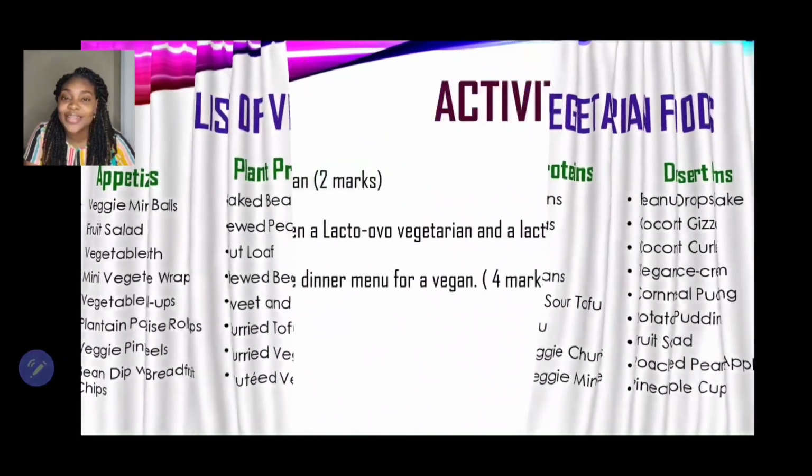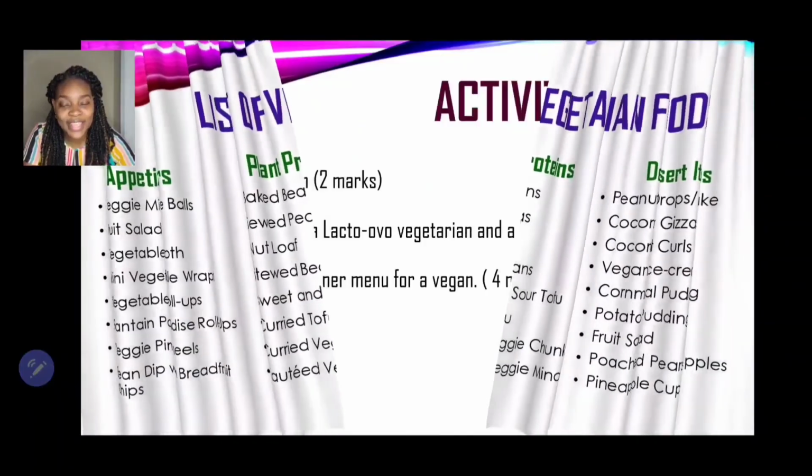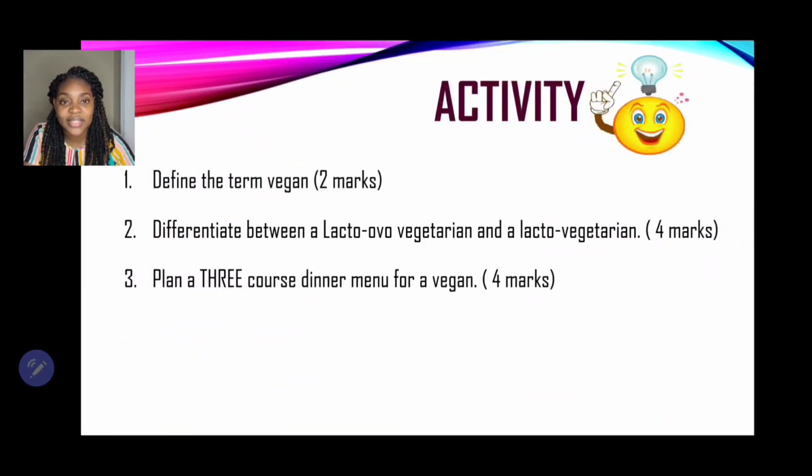All right, now it's time for your activity. Number 1, define the term vegan. Number 2, differentiate between a lacto-ovo vegetarian and a lacto vegetarian, 4 marks, and also plan a 3-course dinner menu for a vegan. Now, based on our tutorial, you should be able to answer all these activities.